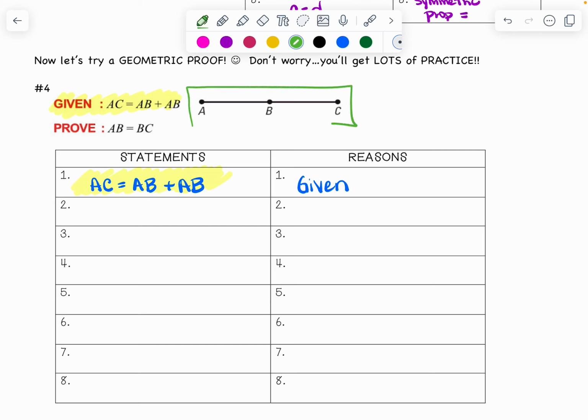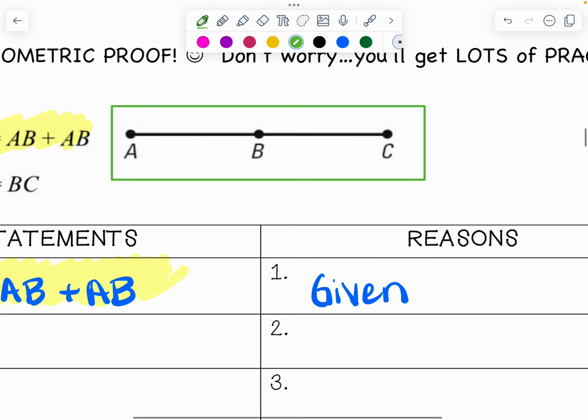So where are we going to go? We're going to go to the diagram. Once the given has given up all of its information, and this one's done because it doesn't lead me anywhere else, we're going to go to the picture and ask ourselves, if I have 3 collinear points on a line segment, what's something I know has to be true about AB, BC, and AC in this picture?